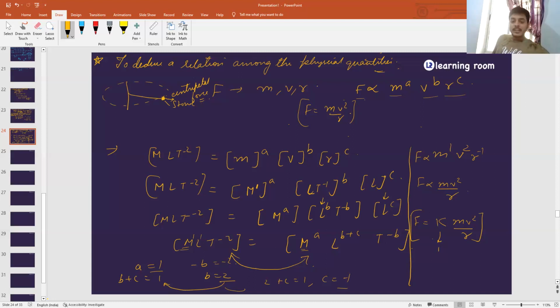Very good. So write it down. This was the third point of dimensions. You have to solve as many questions as you can. Okay, there is no limit on questions.